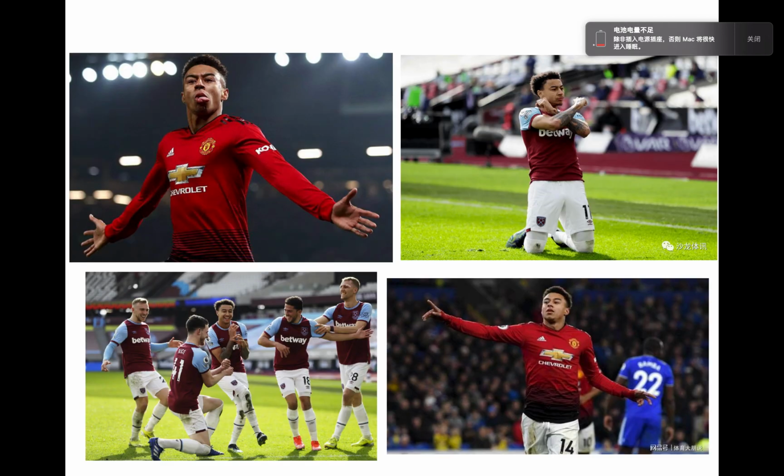And this part is a little bit funny. This is a successful dancer from Manchester United called Jesse Lingard. I just took some photos of him.